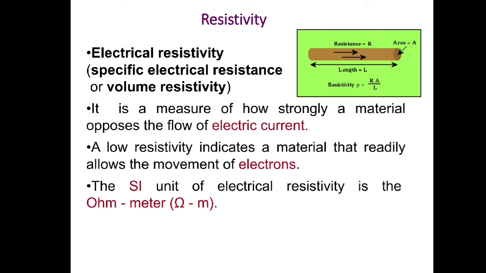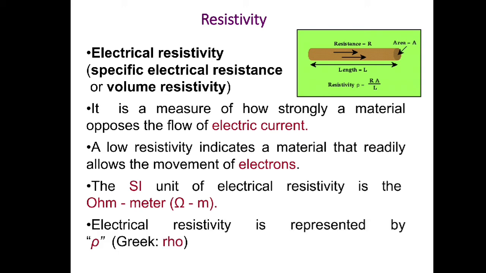In a highly conducting material, the permeability of the electrons is more. A low resistivity indicates a material that readily allows the movement of electrons. The SI unit of electrical resistivity is ohm meter, and electrical resistivity is represented by the symbol rho, which is a Greek letter.